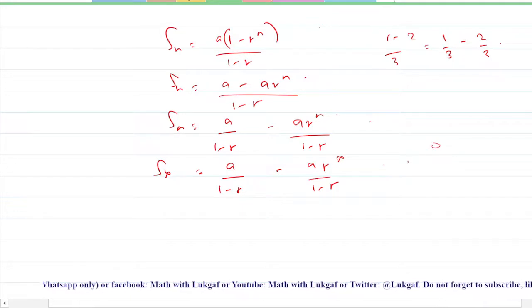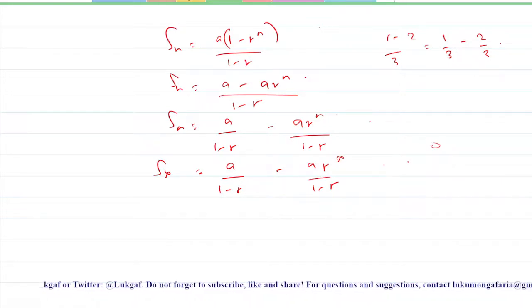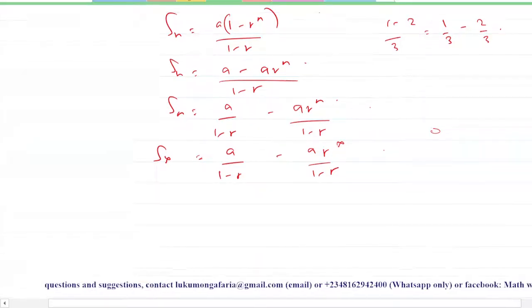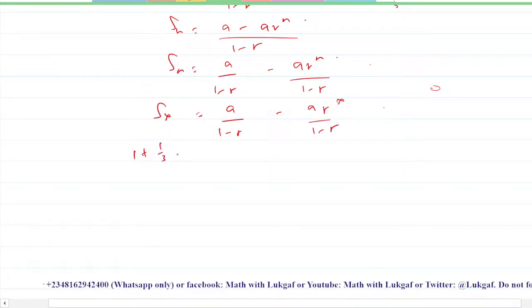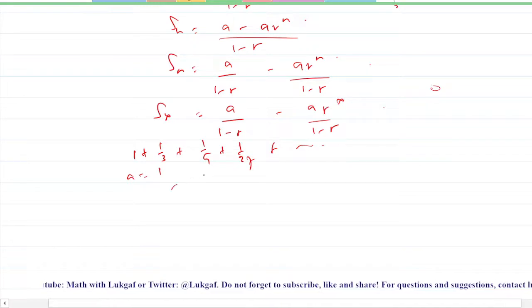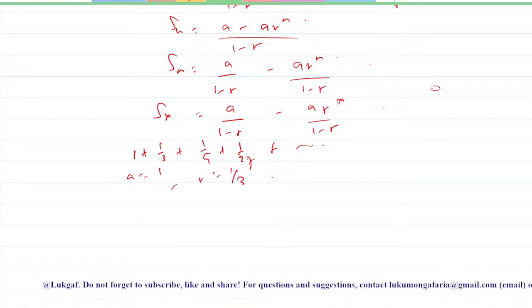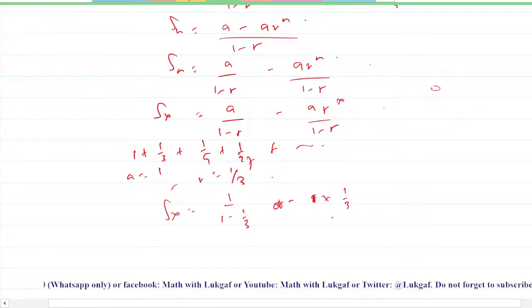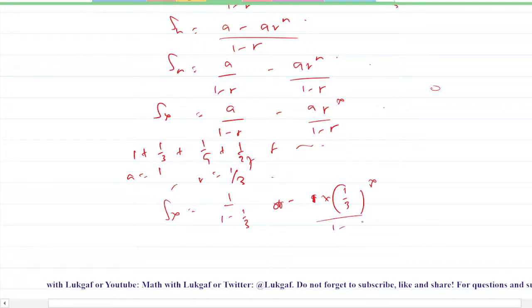Let me explain to you. I said infinity is like a very big number. Let me give you a concrete example so that you understand what I'm trying to say. So when I have this series, 1 plus 1 over 3 plus 1 over 9 plus 1 over 27 plus dot dot dot, A here is 1, right? And my R is 1 divided by 3. If you substitute it here, your S infinity will be 1 divided by 1 minus 1 over 3, minus A, which is 1, multiplied by 1 over 3, everything raised to infinity, divided by 1 minus 1 over 3.